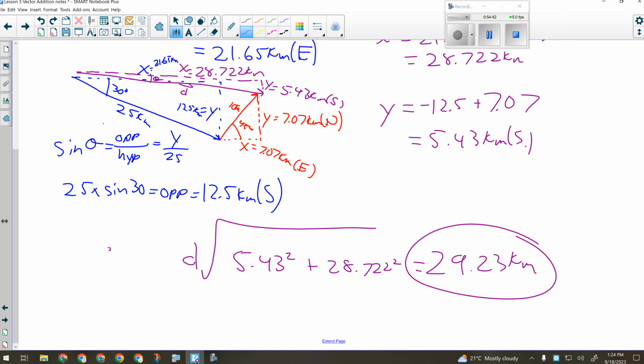Okay, and then I want to find what my angle is. Since I'm looking for this angle here, can I use any trig function I want now that I know all 3 sides? So use your favorite. My favorite is tan. I like tan, I don't know why, just that's my favorite. But you can use whatever one you want at this point because you know all 3 sides of the triangle. Okay, so I'm going to go inverse tan of the opposite side. For my angle there, the opposite side is the 5.43, divided by the adjacent side, the 28.722. And that'll give me my angle.